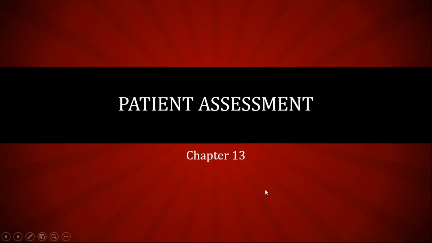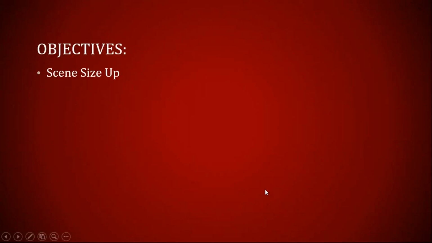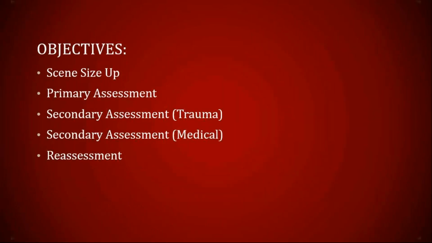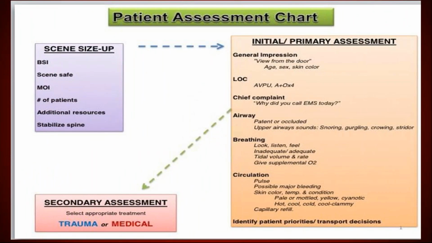So our objectives for this chapter, we're going to be talking about scene size up, which is going to be a review from the previous chapter, our primary assessment, secondary assessment, both trauma and medical related, and then reassessing what we've done. So this is our algorithm in our assessment chart that we're going to be following.